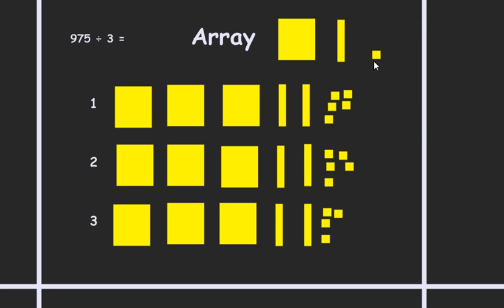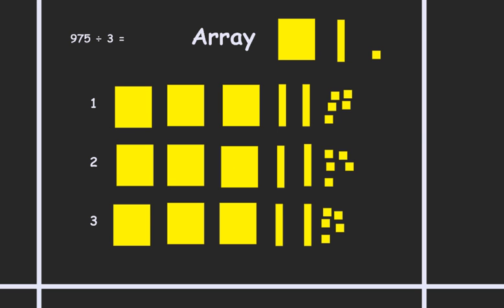74, and 75. So if I count all these again, I have 100, 200, 300, 400, 500, 600, 700, 800, 900, 910, 920, 930, 940, 950, 960, 961, and so on up to 974, 975. So you can see altogether I have 975, which matches my dividend here.